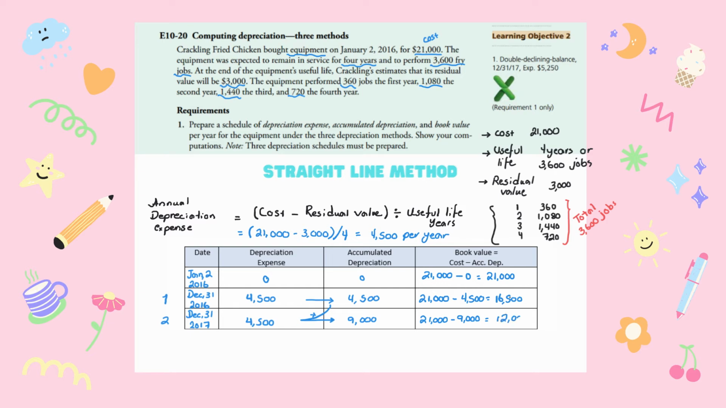If we do the third and fourth year, in the fourth year the book value should equal what? Should equal your residual value, should equal 3,000. Okay, but I'm gonna do just the first 2 years.